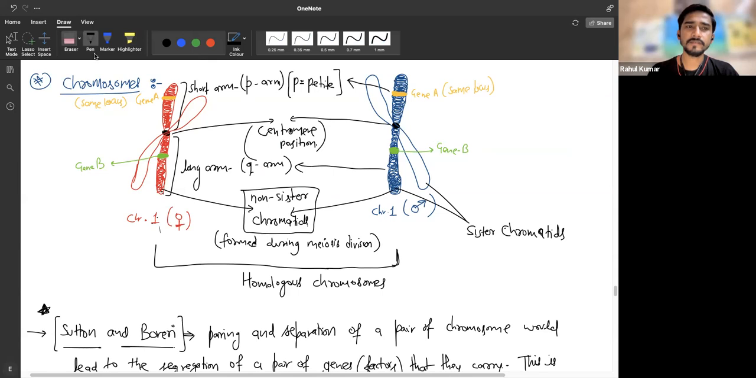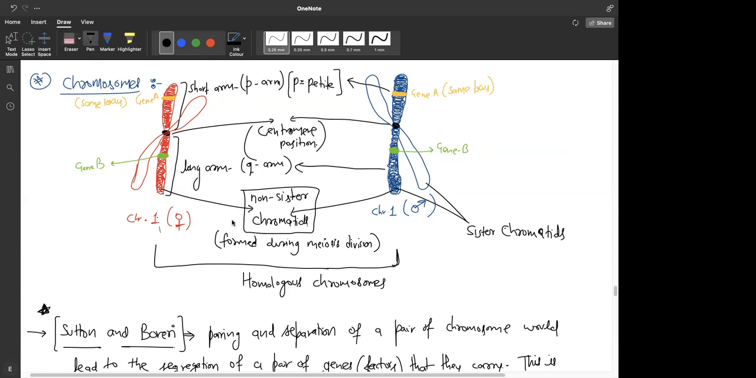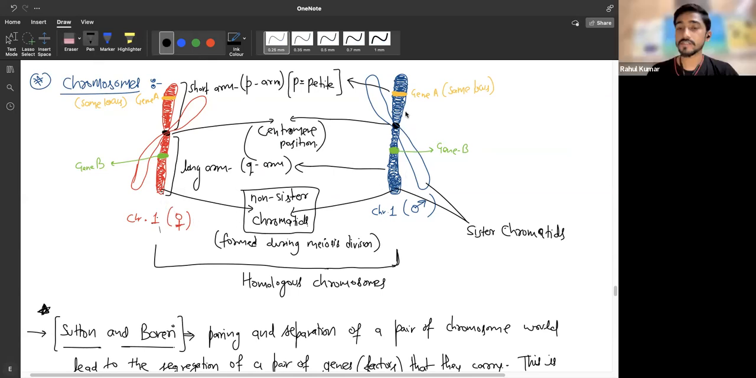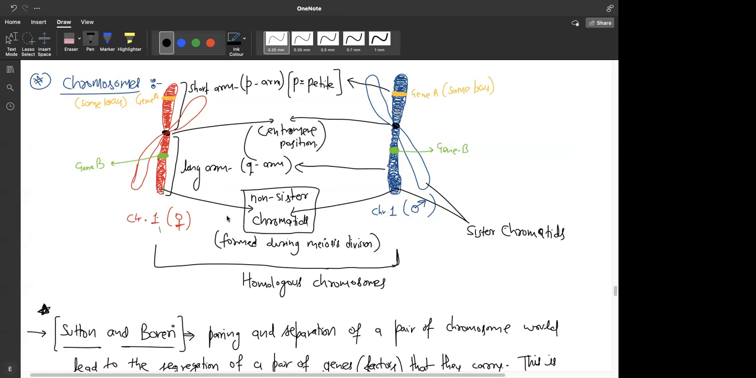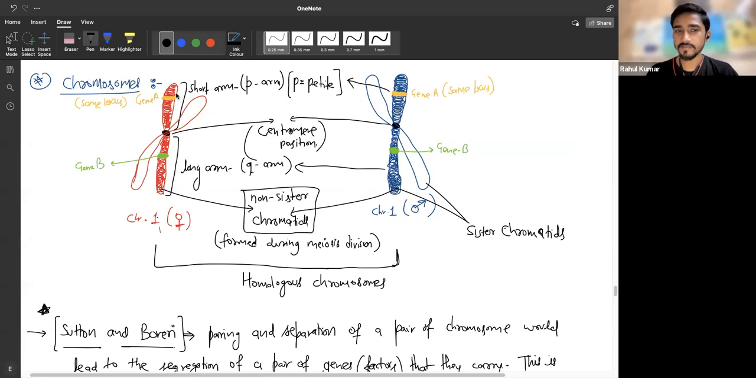What do you mean by different and same? Sister chromatids are the exact copies of each other. They are formed from the same chromosome, right? Whereas non-sister chromatids are the chromatids of two homologous chromosomes. Different, but yet homologous. They have to be the same chromosome from two different parents. Okay? Yes. Good. Continue.